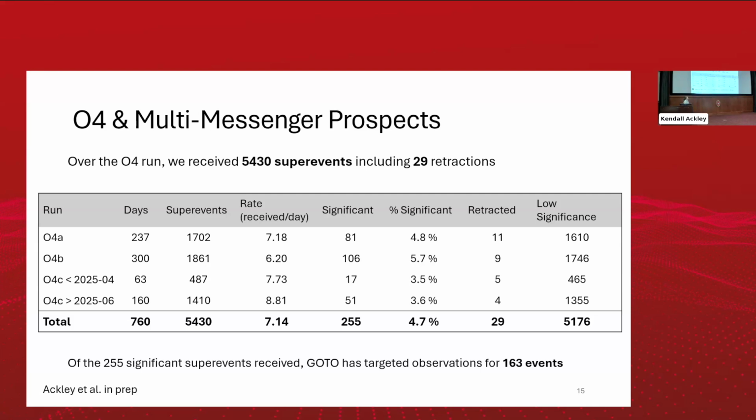Of those, over the full run, 255 events were considered to be significant, and that's basically a flag that says it is below some false alarm rate threshold. Of those, due to weather, scheduling, and other different processes, we have targeted observations of 163 of those events.